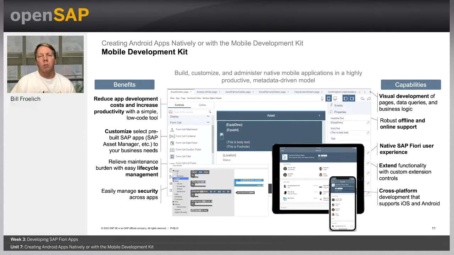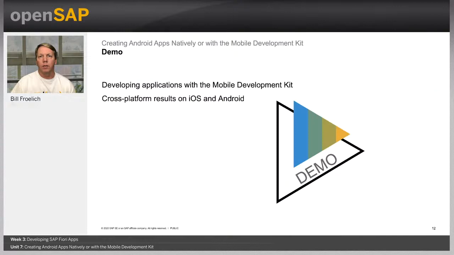The first application developed using the Mobile Development Kit is SAP Asset Manager. Asset Manager is designed for asset-intensive industries such as utilities. Customers can easily configure the application and tailor it to their specific business needs using the Mobile Development Kit. With cross-platform native development, you use the MDK editor to create your application once and deploy it to Android and iOS. Now, let's take a look at the Mobile Development Kit in action.